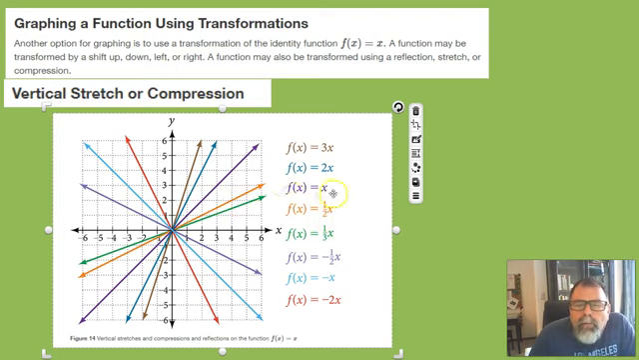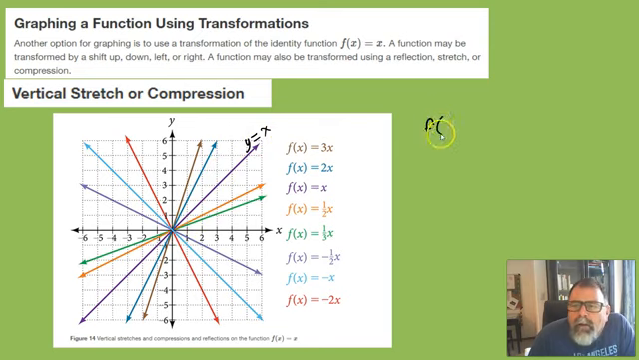So let's see. The purple one here is the original y equals x, or f of x equals x. Same thing. So notice it's called the identity function because the input and the output value are the same. So 0, 0, 1, 1, 2, 2, 3, 3, 4, 4, and so on. So you get that purple one.